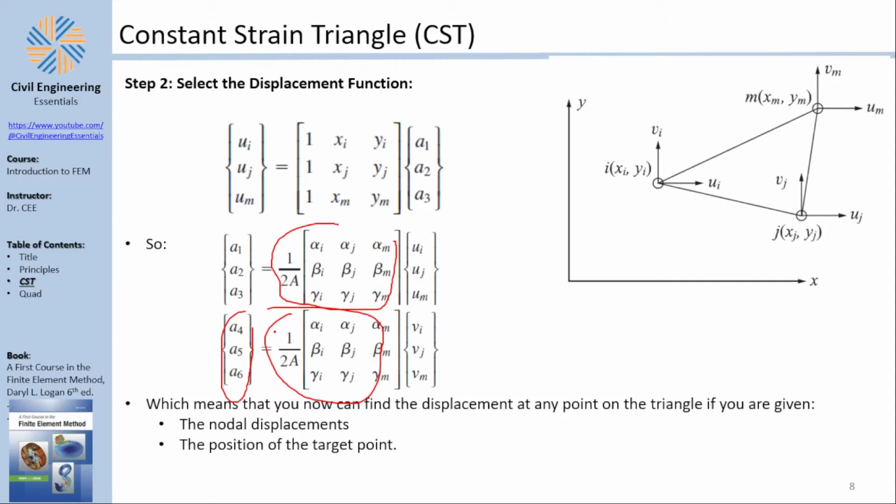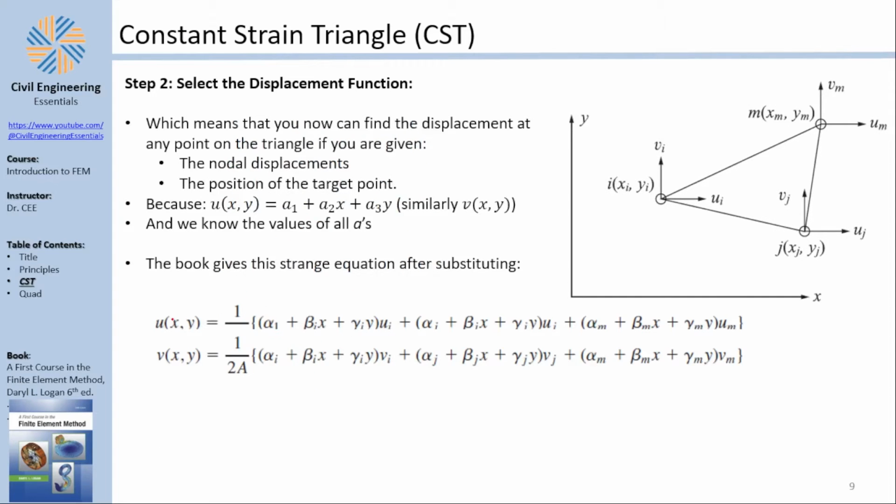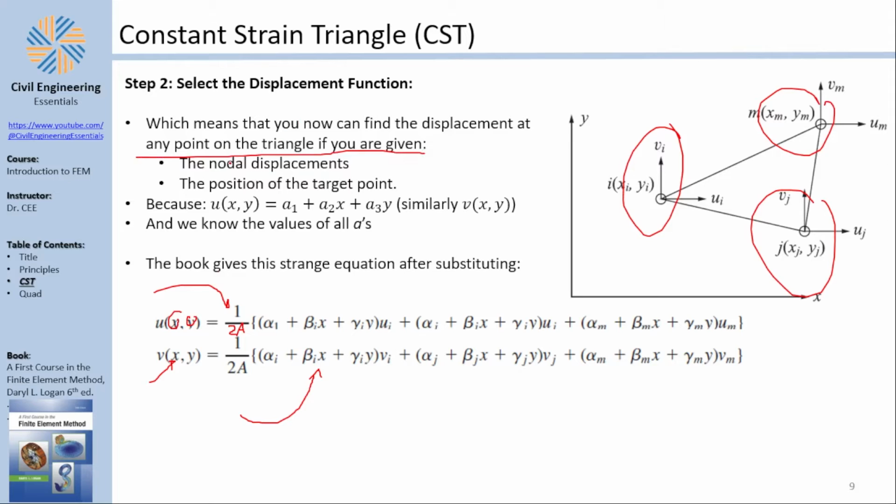Now why do I need this? I need this because I want to find the u equation and the v equation. So plugging this all back in, I get this abomination, and there is a 2A missing, for u and v as functions of x and y. This equation is purely related to the displacements of the 3 nodes. So the only unknowns you have to plug in here are your x coordinate and your y coordinate. This equation gives you the displacement at any point on the triangle if you know the nodal displacements and the position.